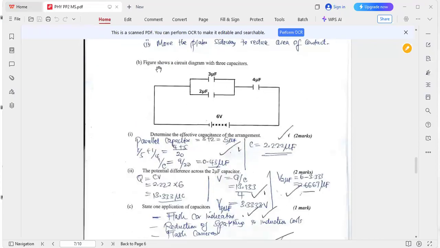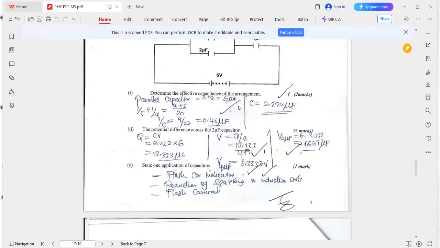Part B, the figure shows a circuit diagram with 3 capacitors. Determine the effective capacitance of the arrangement. So you start with parallel, 3 plus 2, that is 5 microfarads. Then series, product over sum, 5 times 4 over 5 plus 4 gives us 2.222 microfarads. That is 20 over 9, 2.222 microfarads.